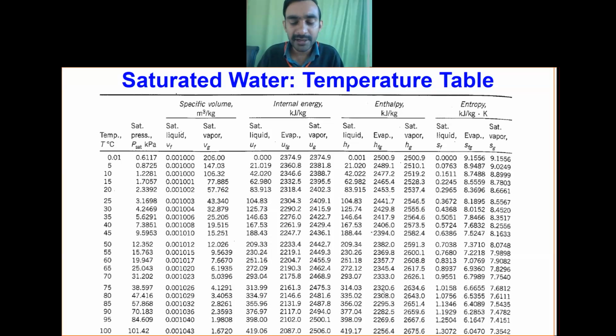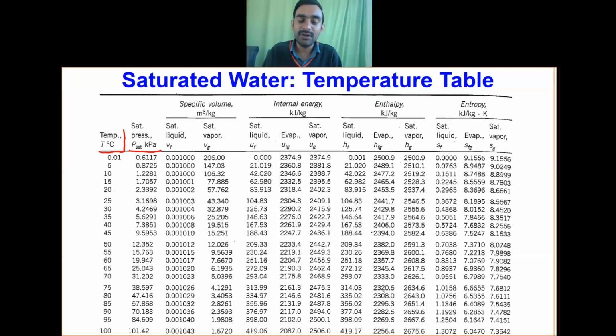So what we are doing here is plotting the properties of saturated water by considering the temperature as our known parameter. That is why I have written temperature table here, with temperature as my known parameter. Now, if I go through the different columns of this table, my first column is nothing but temperature, and the next column is the saturation pressure corresponding to that temperature.